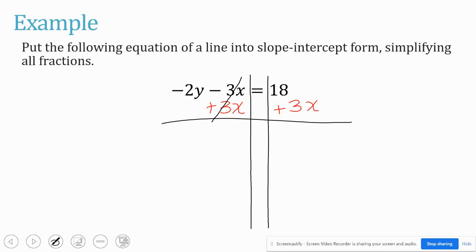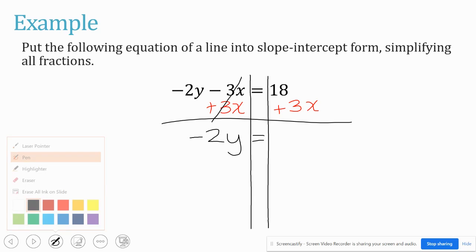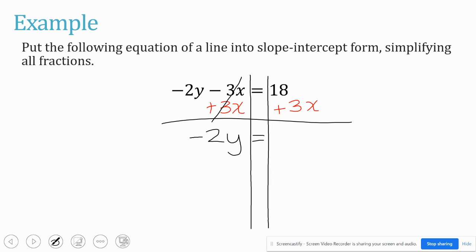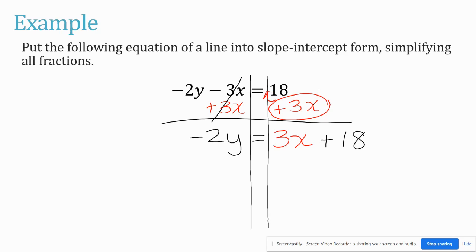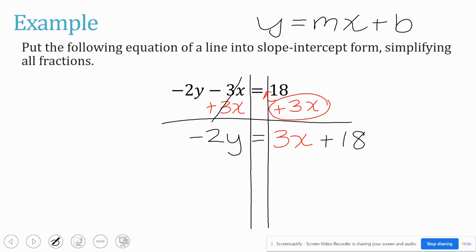This is going to cancel out, and we're left with negative 2y over here equals, now same thing as before, these aren't like terms, so we're going to just take this and put it right in front of the 18. So we have positive 3x, so I don't really need to put the plus, but you can if you want to. And this is a positive 18, so we're going to put plus 18. So we're not combining these, I'm just taking that value and putting it right in front, because remember, we want it to look like this, y equals mx plus b, so that x term is going to go first.